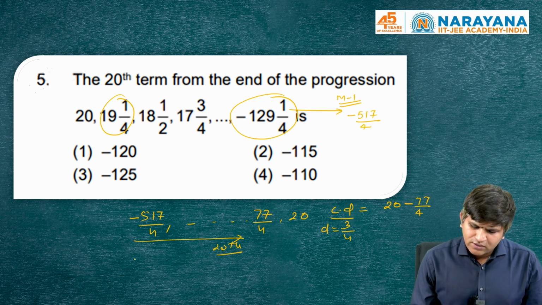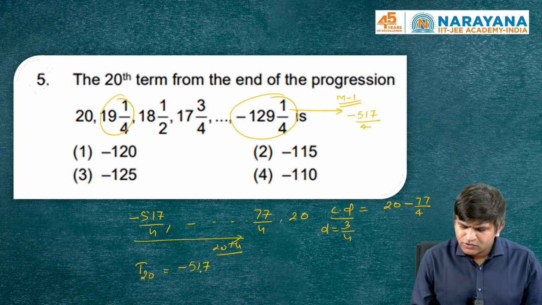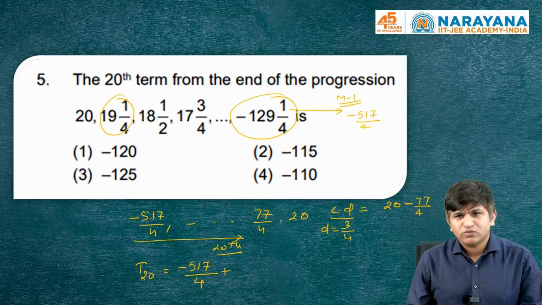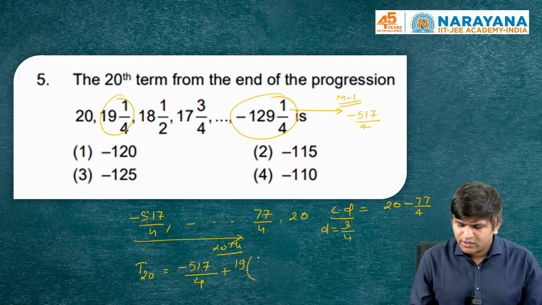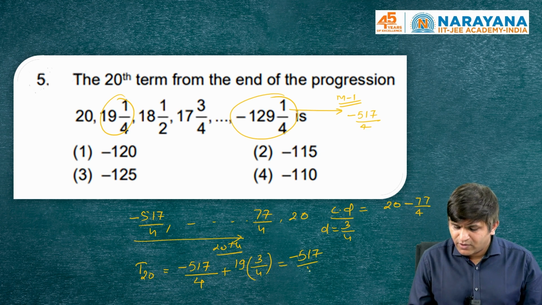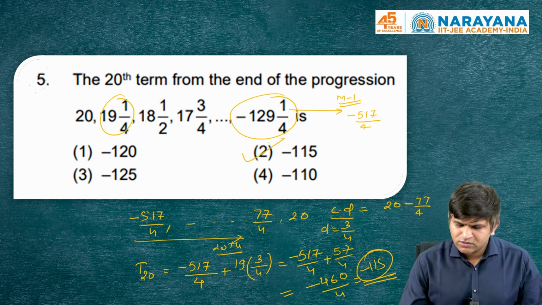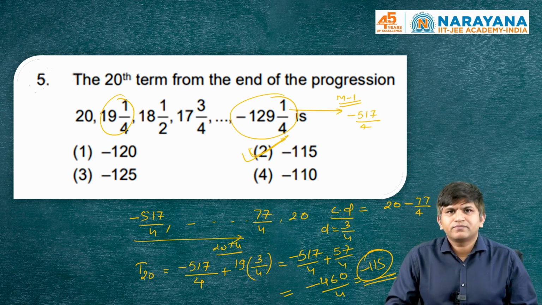So now we can write that T20 will be, the first term will be −517/4 plus (20 − 1), so that will be 19 into d. In that case, d is 3 by 4. So that is −517/4 + 57/4. So that will be −460/4, that is −115. So I hope this is clear to all of you.